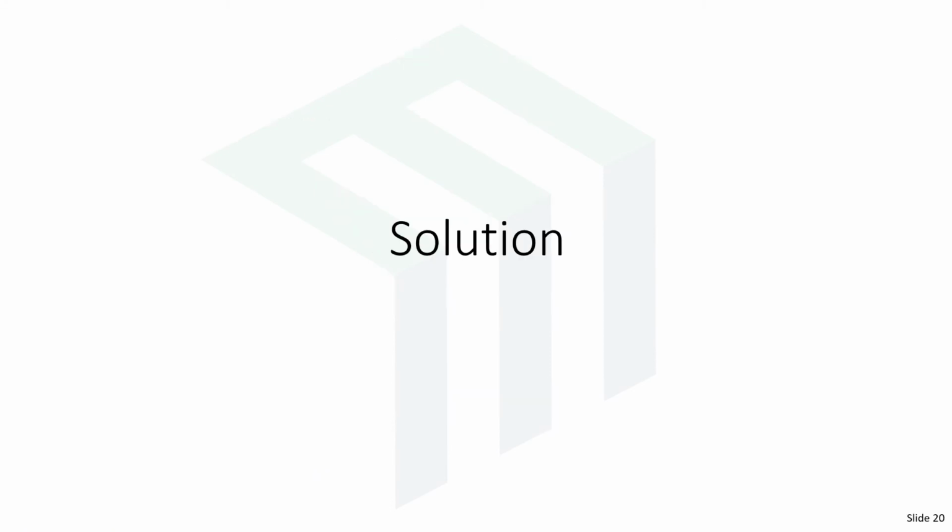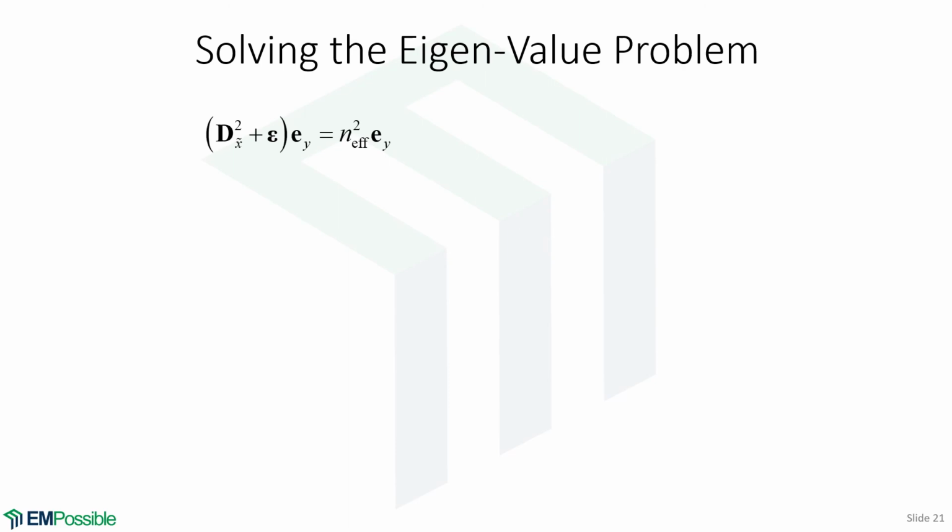Let's talk more about the solution, not how to find it, but given that solution, how does it relate to these matrices and what does it look like? So we start with our matrix eigenvalue problem. And in MATLAB, this is very easy. We will simply say A equals D2x plus epsilon. That's one line of code.